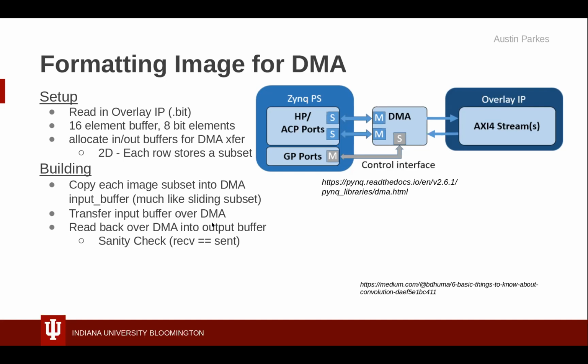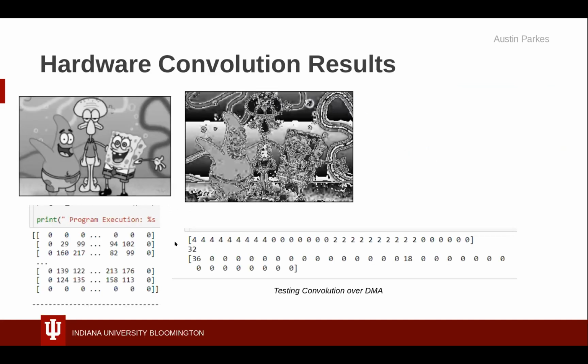To build this, as we're iterating through our subsets, we copy each subset into a row of our input buffer, kind of like sliding the kernel across when doing convolution. We transfer this over DMA, and then we read it back into the output buffer. This is just a sanity check to make sure that what we sent is also what we receive. This is essentially the interface with Trey's hardware so that you can actually apply the convolution. And then we get on to our results.